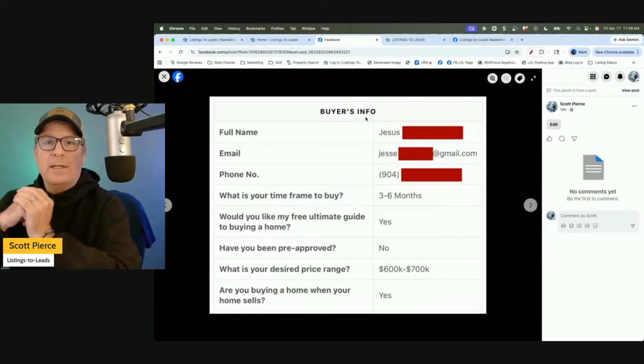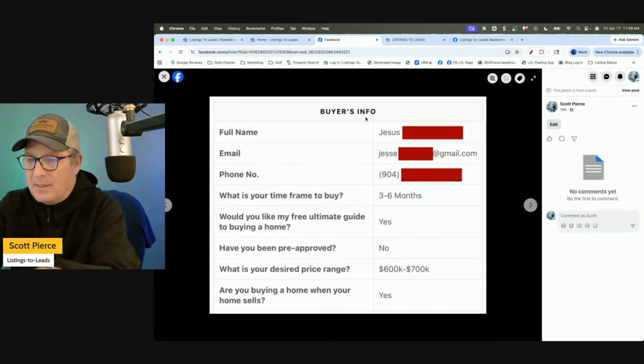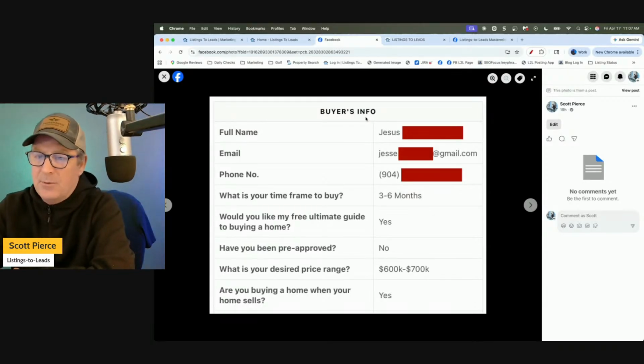Now, I want you to put your thinking cap on and think: how would you follow up with this lead based on what they replied? So name, email, and phone number, and then you've got these 5 questions. When you generate a lead with Listings to Leads, you will get an email with all this information in it. It will also go to the lead record in Listings to Leads, and if you send the leads to your CRM, all of this information will be there.